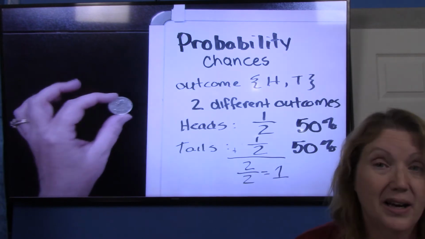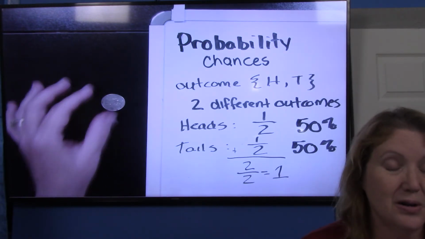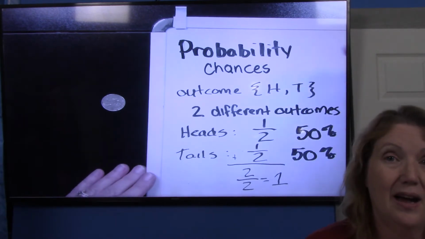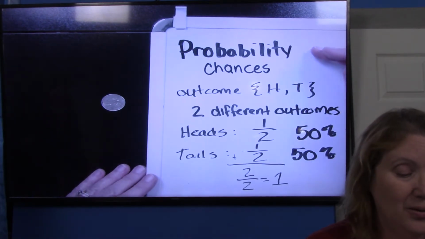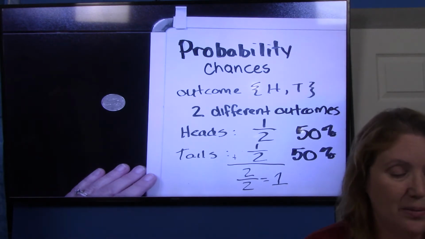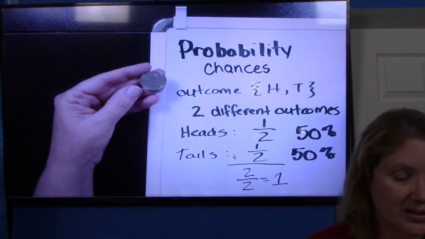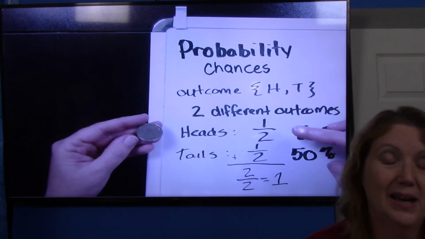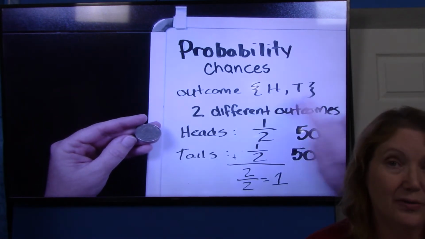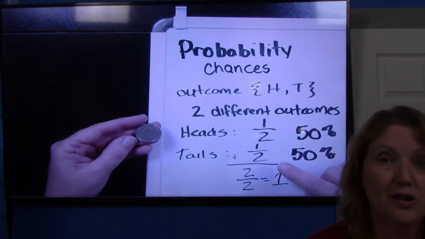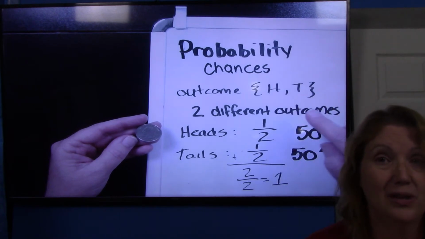Okay? So, again, before we get too deep into other parts of probability, I just want to again review that when we have probability, we need to know what the chances are that these things would happen. Here with a coin, my chances are heads or tails. So I have two different outcomes. The possibility of me getting heads would be 1 out of the 2 outcomes. The possibility of me getting tails would also be 1 out of 2 of the outcomes.